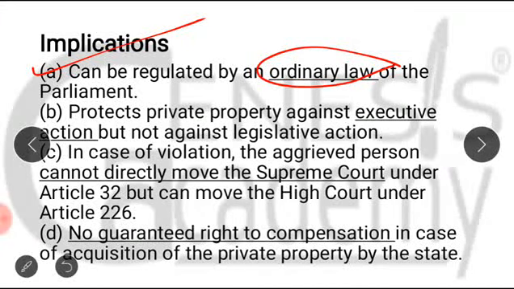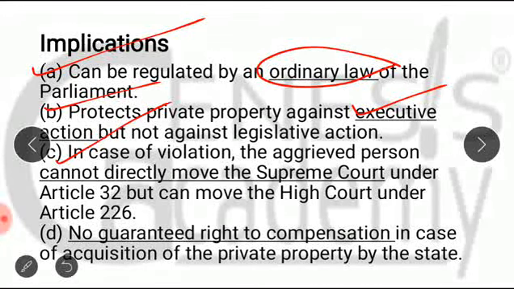Number 2, it protects private property against executive action only and not against legislative action, क्योंकि हमें पता है कि fundamental rights, there are a limitation on the executive and legislative actions of the state. They are a limitation on the tyranny of the executive and the arbitrary laws made by the legislature. Since right to property is no more a fundamental right, so it can protect the private property only against the executive action and not against the legislative action.